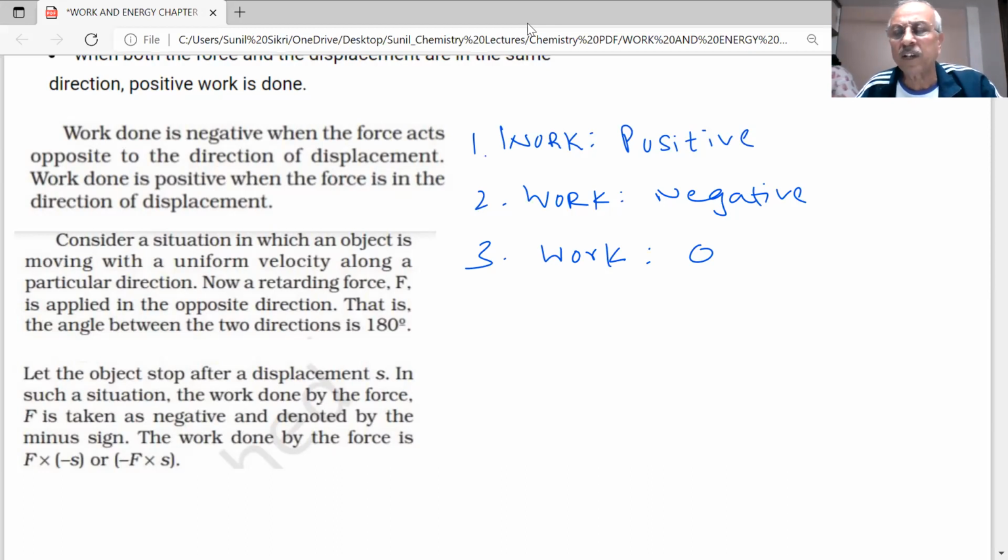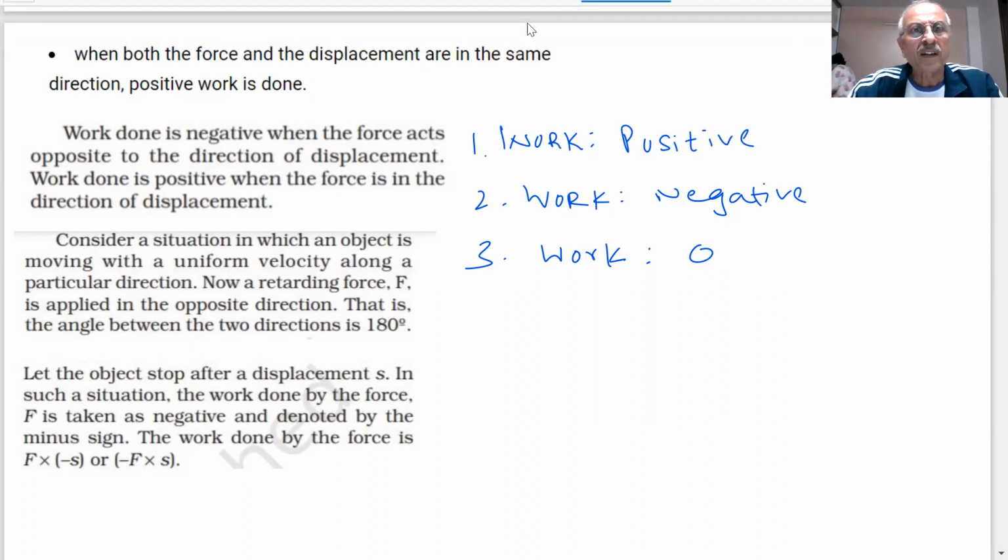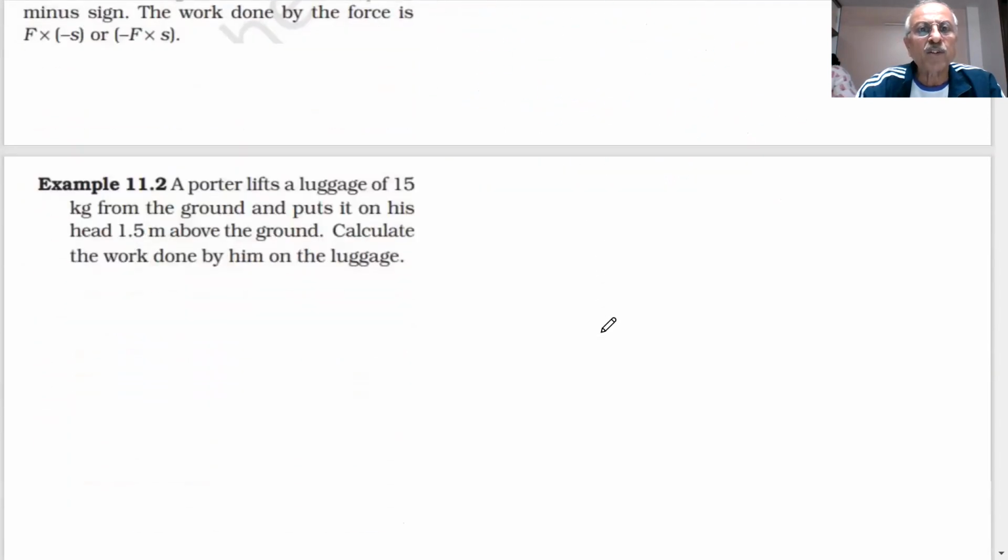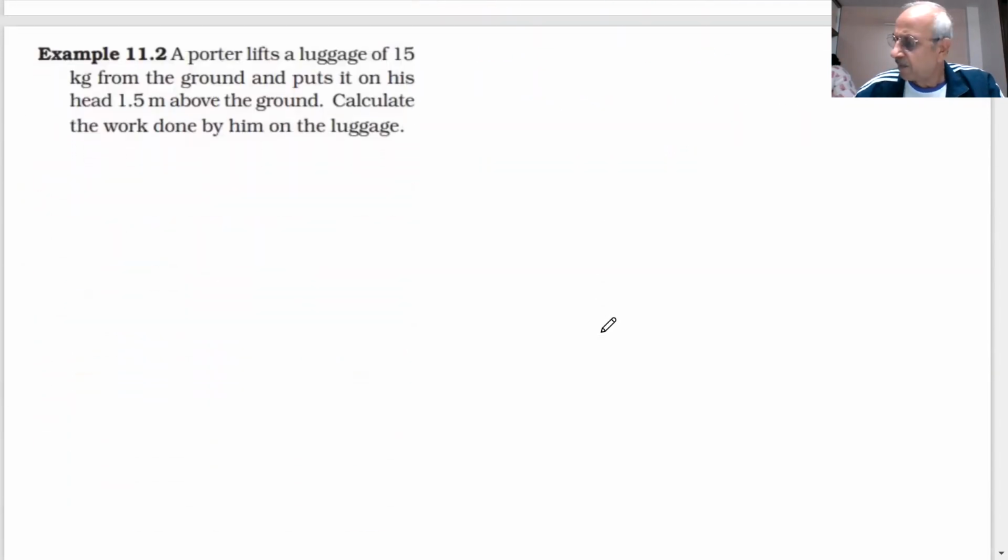So we have already discussed the three important cases. Work can be positive, work can be negative, and work can be zero. All the three possibilities are there, which we discussed with examples. Another question is on the screen, students. You have 2 minutes to find the answer to this.